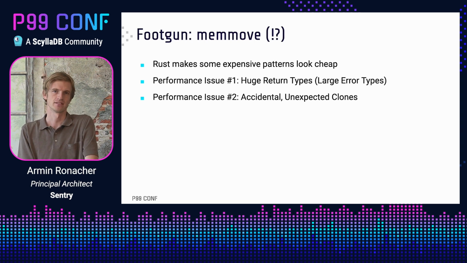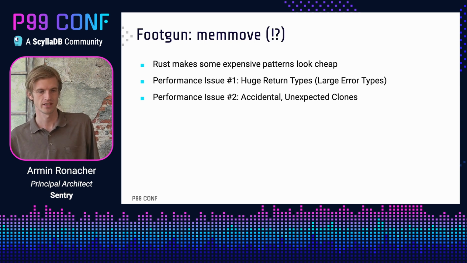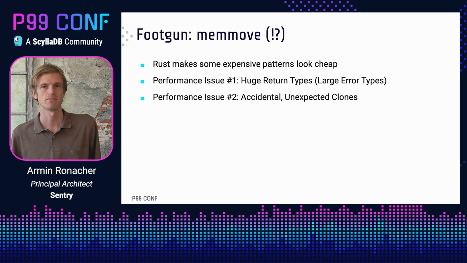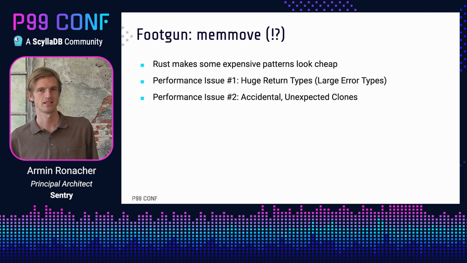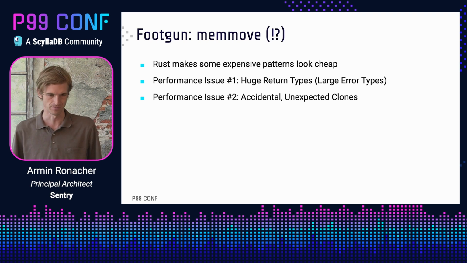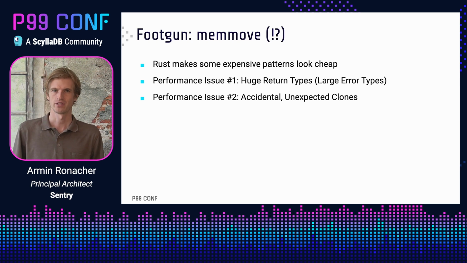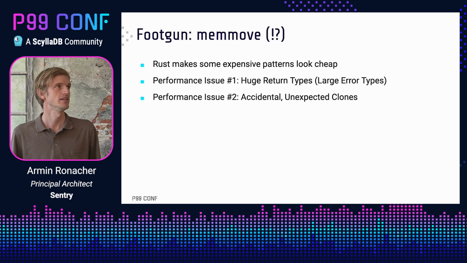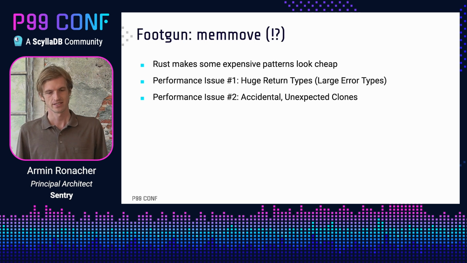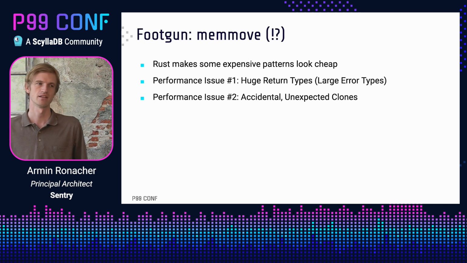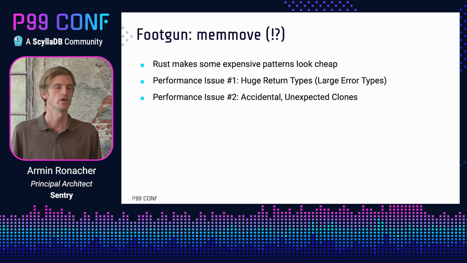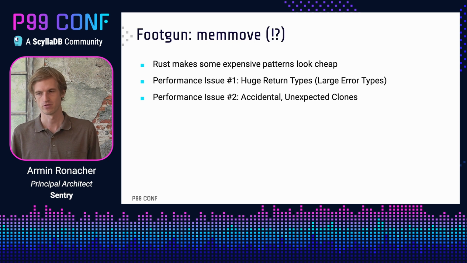One of the first footguns that we ran into, and one that we keep running into, is that when you profile something, memmove might show up very quickly. This is because some of the patterns that are quite fast and common in another language accidentally turn very slow in Rust. One is huge return types. If you have an error type that is a little bit too large, it increases the cost of every function call. The second one is that strings in particular, you might clone quite a bit in Rust, where in other languages you might just do a pointer bump or maybe a ref count increment or something of that nature.